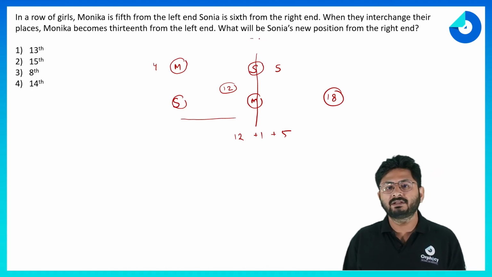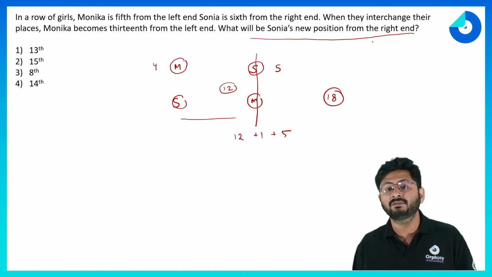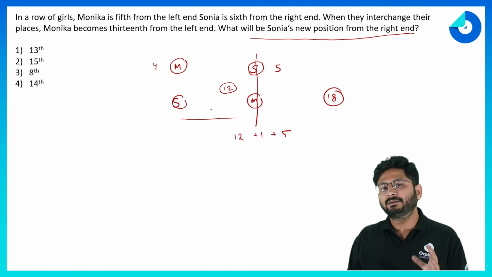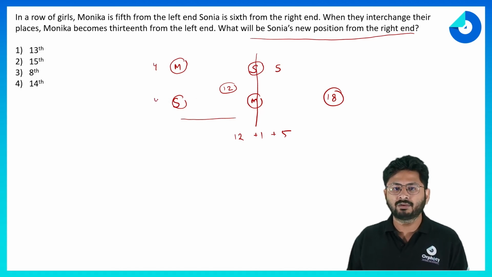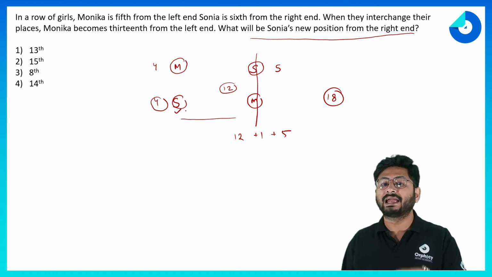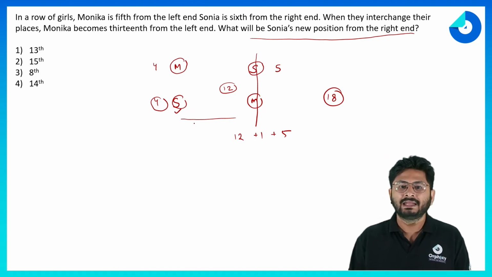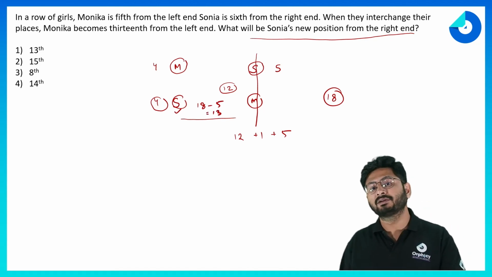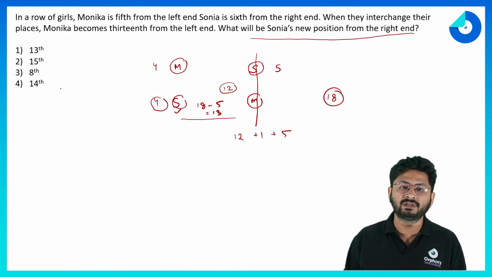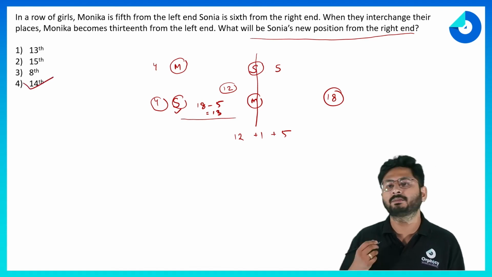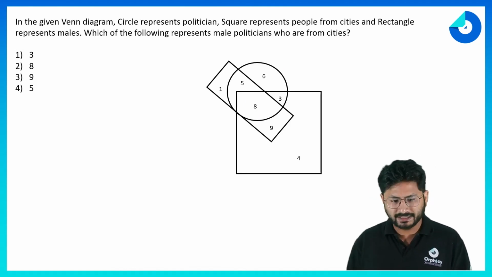Now what will be the Sonia's position, new position from the right end? तो right end में सोनिया के लेफ्ट में 4 लोग रहेंगे, सोनिया खुद एक, तो सोनिया के राइट में कितने लोग होंगे? कैन आई से 18 minus 5 which is equal to 13. So 13 people will be on the right of Sonia, so I can say that Sonia would be the 14th one from the right. Great.